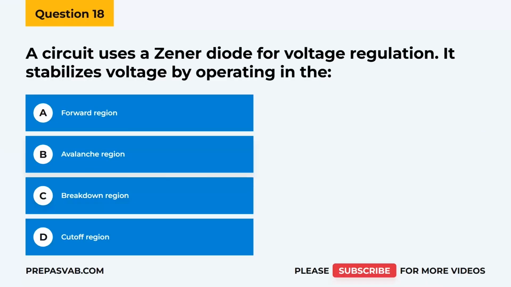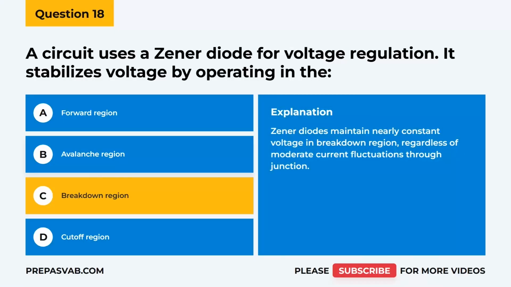Question 18. A circuit uses a Zener diode for voltage regulation. It stabilizes voltage by operating in the A. Forward region. B. Avalanche region. C. Breakdown region. D. Cutoff region. The correct answer is C. Breakdown region. Zener diodes maintain nearly constant voltage in breakdown region, regardless of moderate current fluctuations through junction.